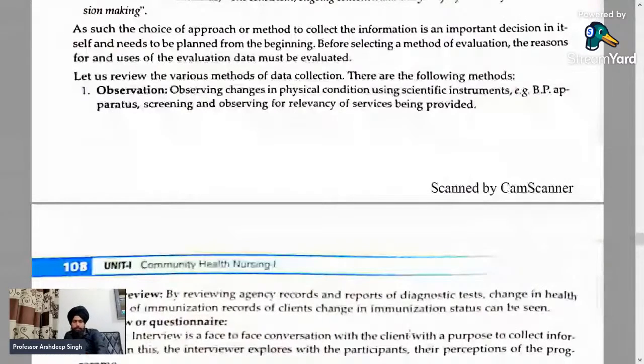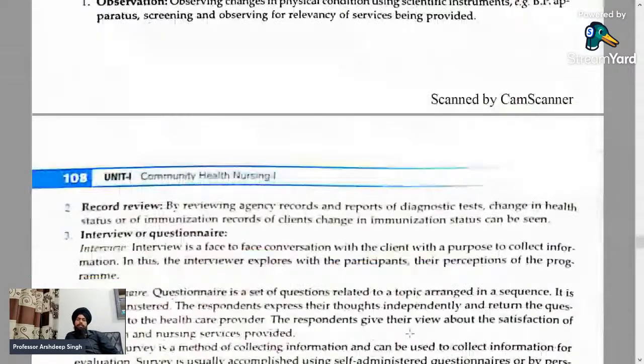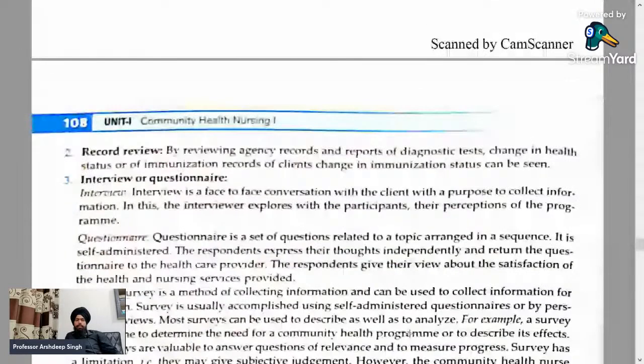Okay, next, the second is the record review. By checking different types of review records, diagnostic tests, change in health status, or immunization records of the clients. So different types of readings and reporting will let you know that the health status of the patient has improved from the past time to the present time. So if it has changed in a positive manner, then your planning of the nursing process was very good, or has been implemented in an effective manner.